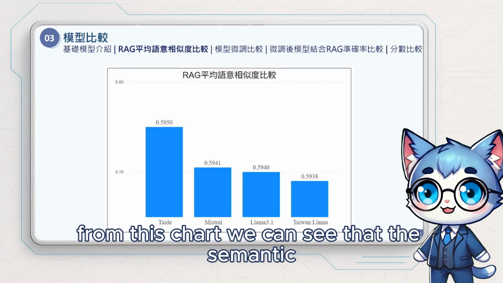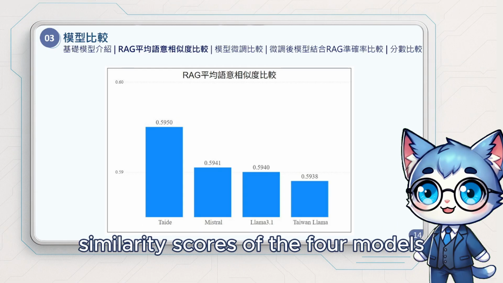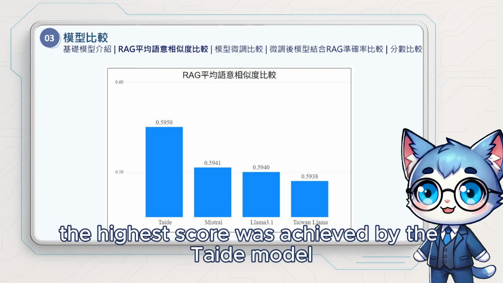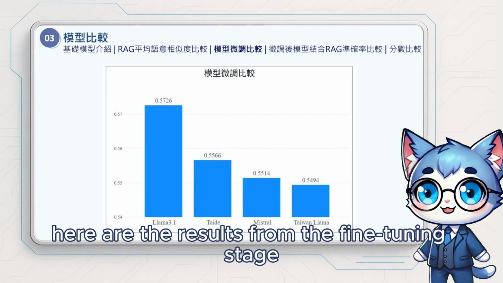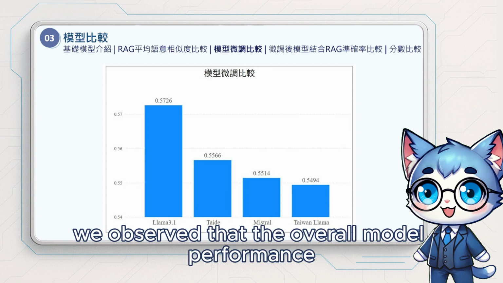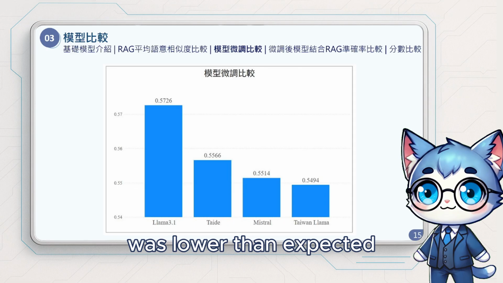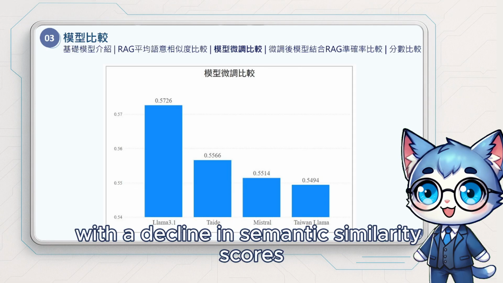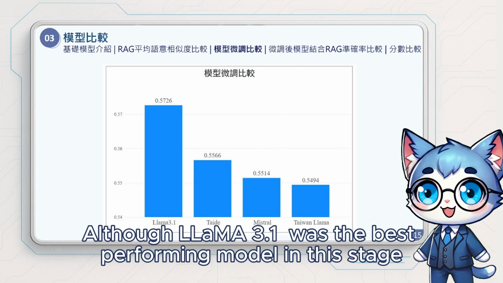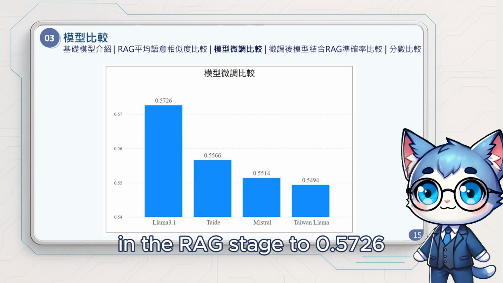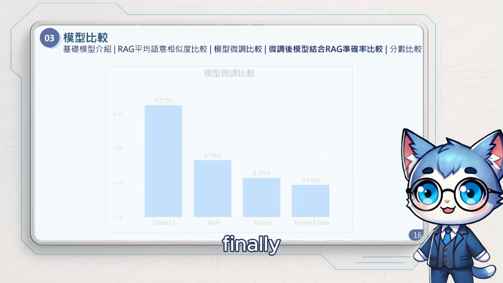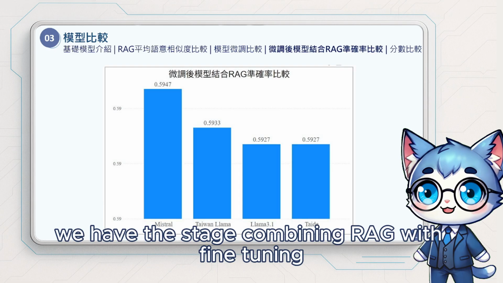From this chart, we can see that the semantic similarity scores of the 4 models are quite close. The highest score was achieved by the TIDA model, reaching a semantic similarity of 0.5950. Here are the results from the fine-tuning stage. We observed that the overall model performance was lower than expected, with a decline in semantic similarity scores. Although Llama 3.1 was the best performing model in this stage, its semantic similarity dropped from 0.5940 in the RAG stage to 0.5726. Finally, we have the stage combining RAG with fine-tuning.